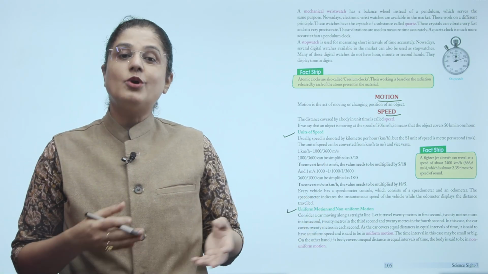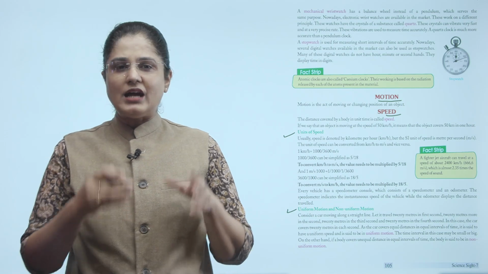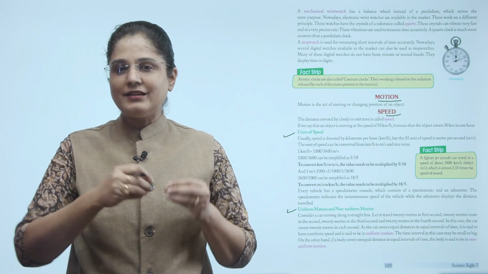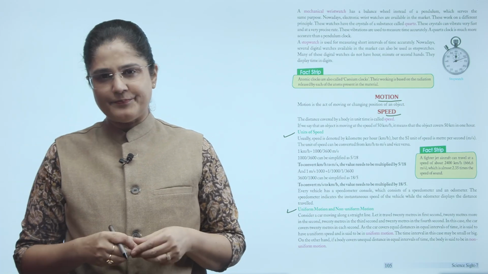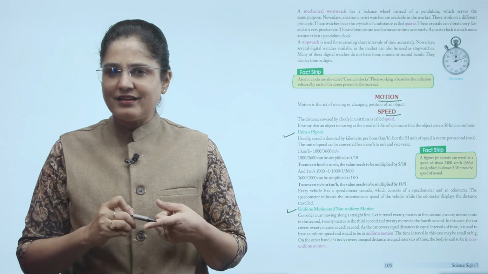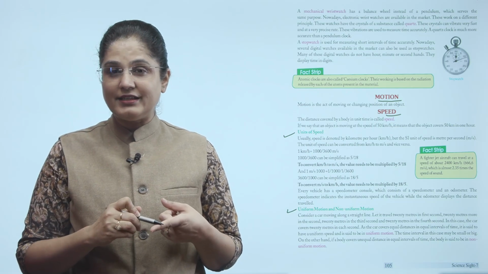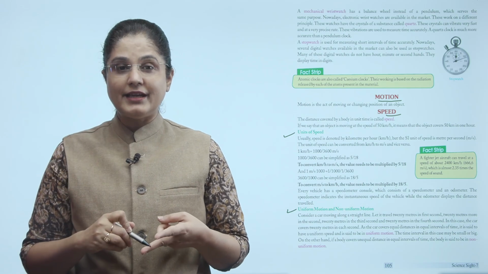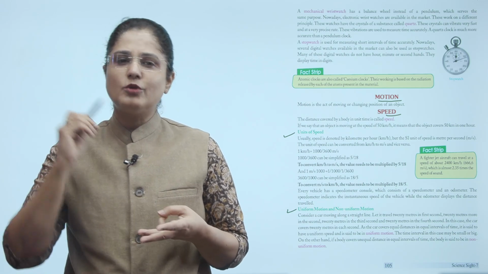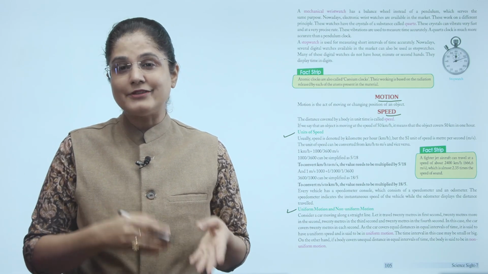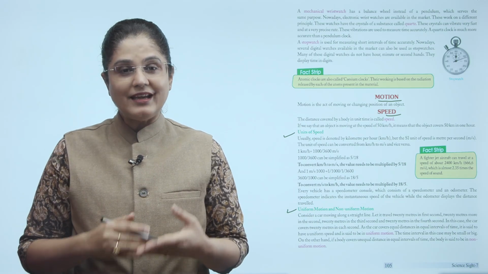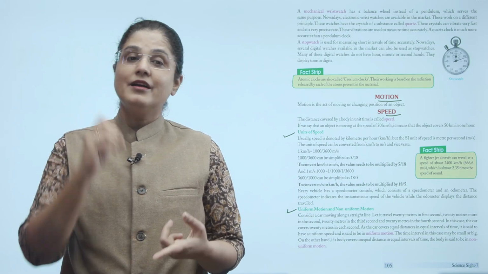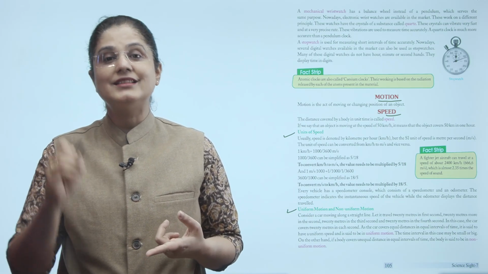uniform motion and non-uniform motion. अगर आप कंसिडर करें कि कोई कार एक स्ट्रेट लाइन पर जा रही है और फर्स्ट सेकंड में वो 20 मीटर्स ट्रेवल करती है, सेकंड सेकंड में भी वो 20 मीटर्स ट्रैवल करती है, फिर थर्ड सेकंड में भी वो 20 मीटर्स ट्रैवल करती है and so on. तो इसमें क्या है कि हर सेकंड में ये कार 20 मीटर्स ट्रैवल करती है.